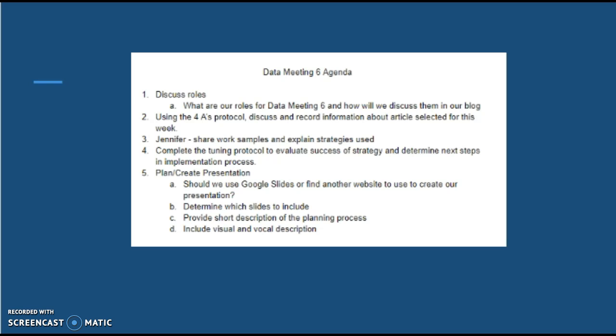This is our agenda for our data meeting 6. We discussed our roles, who's going to do what. We used the 4 APES protocol to discuss and record information about the articles we selected for this week. We actually used all of Jennifer's information this week since she's a practicing teacher. We use Google Slides to create our presentation and determine which slides to include, and we provide a short description on the planning process.